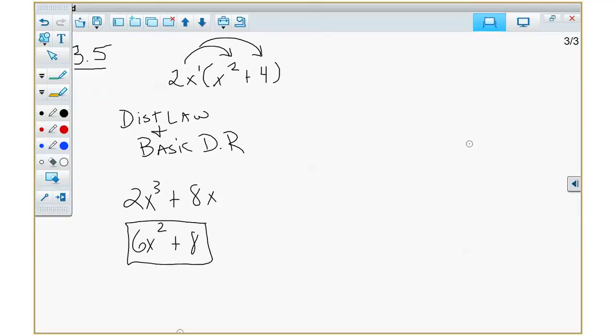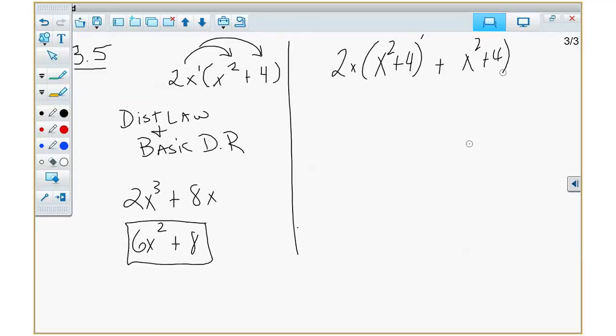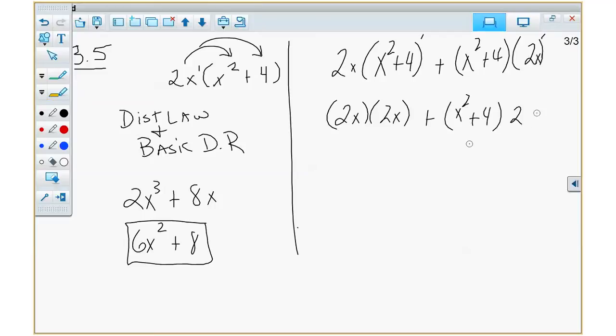Now we're going to do the product rule: first times the derivative of the second, plus the second times the derivative of the first. 2x. So, what's the derivative of x squared plus 4? So 2x times 2x plus x squared plus 4 times what? Times 2. So now we got to do nothing but algebra.